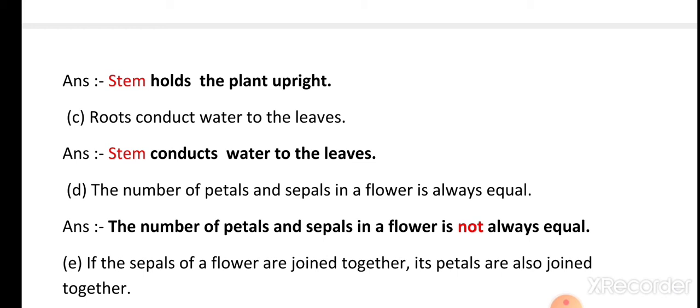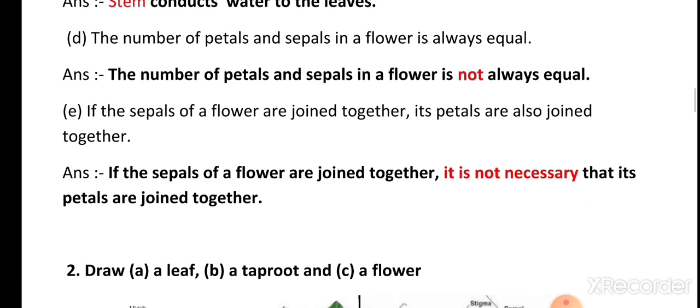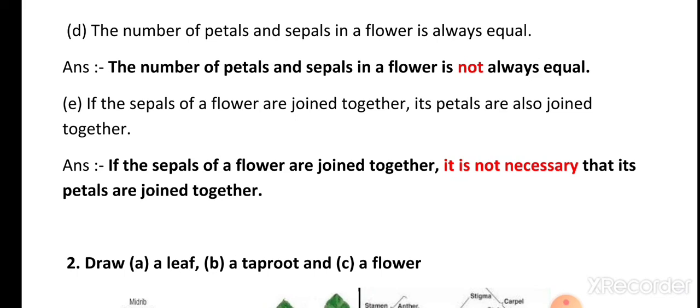D. The number of petals and sepals in a flower is always equal. This is false statement. Correct statement is the number of petals and sepals in a flower is not always equal. E. If the sepal of a flower are joined together, its petals are also joined together. This is false statement. Correct statement is if the sepal of a flower are joined together, it is not necessary that its petals are joined together.